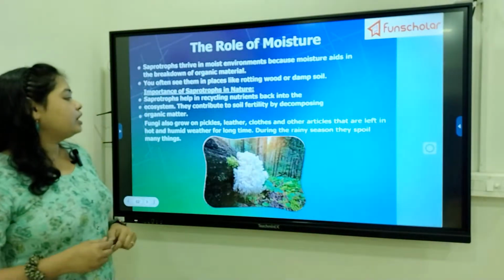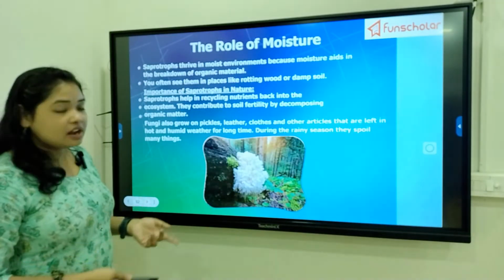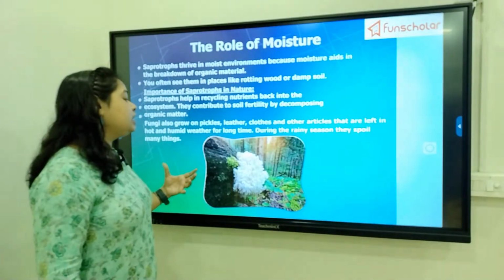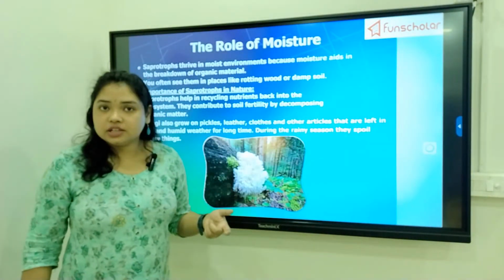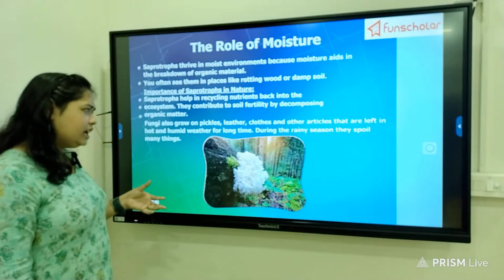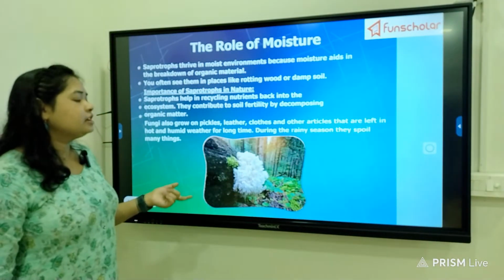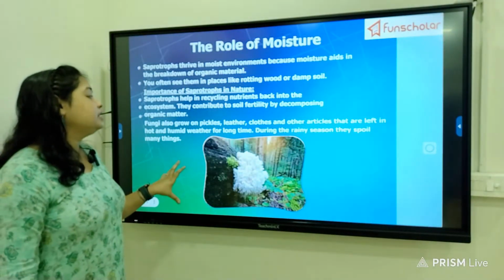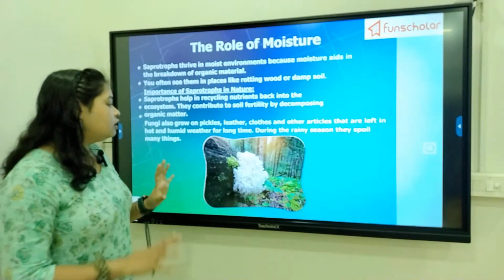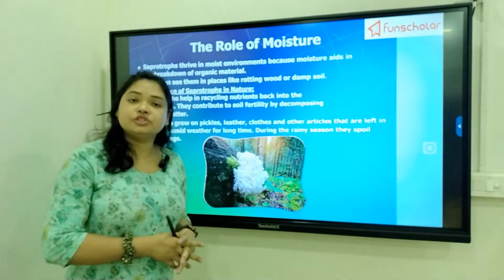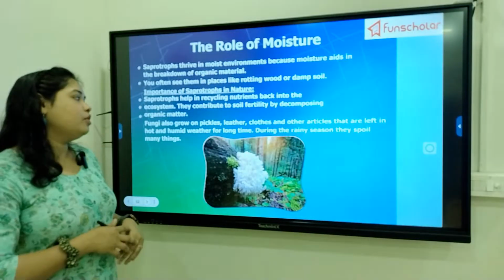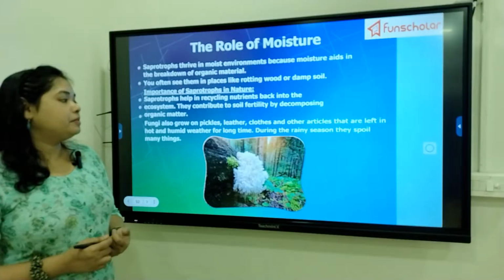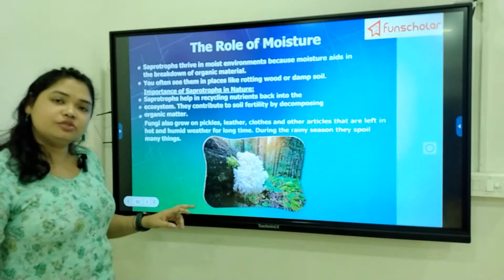So as I told you, since they break down the organic matter into simpler forms, they actually spoil the items and make the items rotten, what we say in general terms. Because they break down the composition of the food item or whatever substances they are growing on. So it basically happens in the rainy season due to the conducive environment.